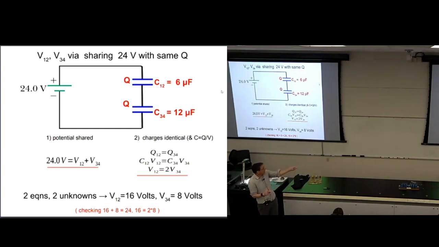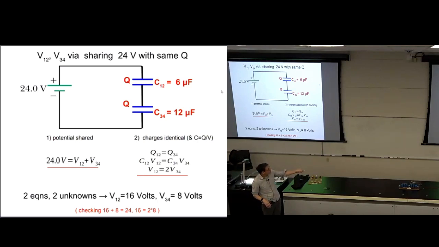Remember, we said they have to have the same charge on their plates because of this interior wire here. The bottom plate of the top capacitor and the top plate of the bottom capacitor are connected to one another, but they're isolated from the circuit. So you can only equally and oppositely charge these two plates. So the two capacitors in series have the same charge on their plates. So I started with that idea.